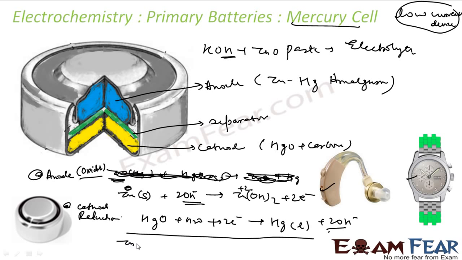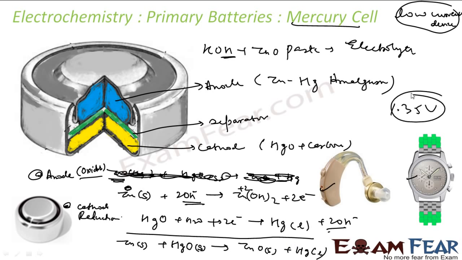If you add these two reactions, for the overall reaction I have zinc in solid state. When it reacts with HgO, also solid, it makes zinc oxide, also solid, plus Hg in liquid form. And there is no ion in the solution. It's all paste form, and it has a voltage of almost 1.35 volt, and this can be used for a longer period of time. I hope you understand the reaction. Zinc is oxidized to Zn plus 2 at the anode, and at the cathode Hg plus 2 is reduced to Hg.